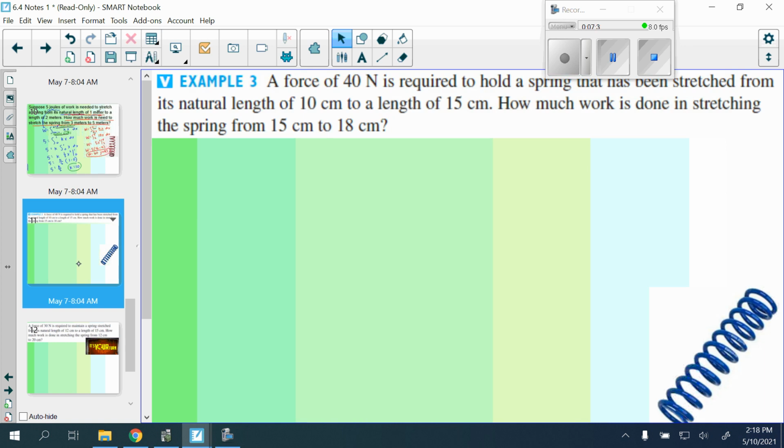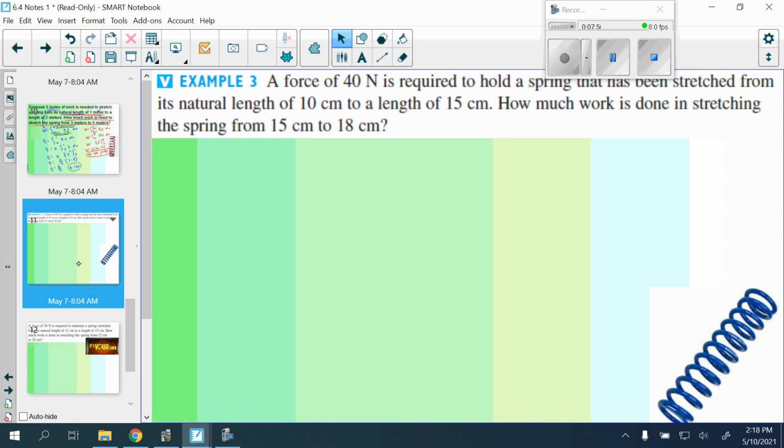Let's try another one here. Next example says a force of 40 newtons is required to hold a spring that has been stretched from a natural length of 10 centimeters to a length of 15 centimeters. How much work is done in stretching the spring from 15 to 18?